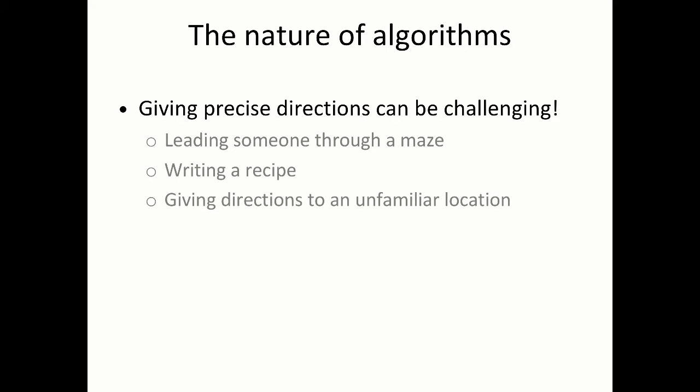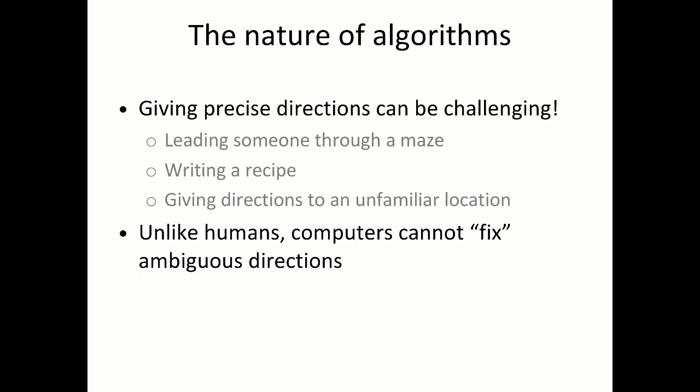And so whether it's leading someone through a maze, writing a recipe, or giving directions to an unfamiliar location, giving precise directions in an algorithm can be challenging because unlike humans, a computer cannot fix ambiguous directions.